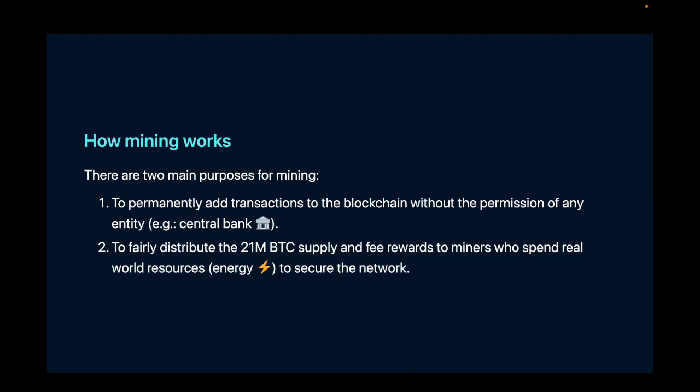Miners spend real-world resources to secure the network, and these real-world resources are basically energy, or electricity. This is a very fundamental aspect of Bitcoin. Even though some people say that Bitcoin has no pegging and its intrinsic value has no inherent basis, it is actually based on a lot of energy from the physical world that is used to secure the network.